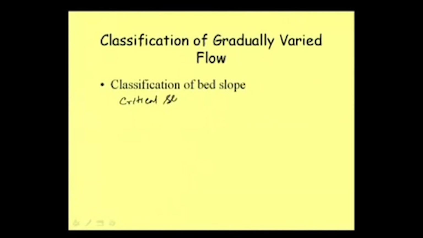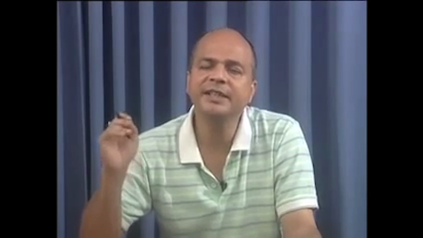Critical slope. What is critical slope? Suppose we write this as SC. For a given discharge and in a given channel, for a given slope, we can have uniform flow at critical depth. That means, if we set the channel in that particular slope, then uniform flow will occur at critical depth.